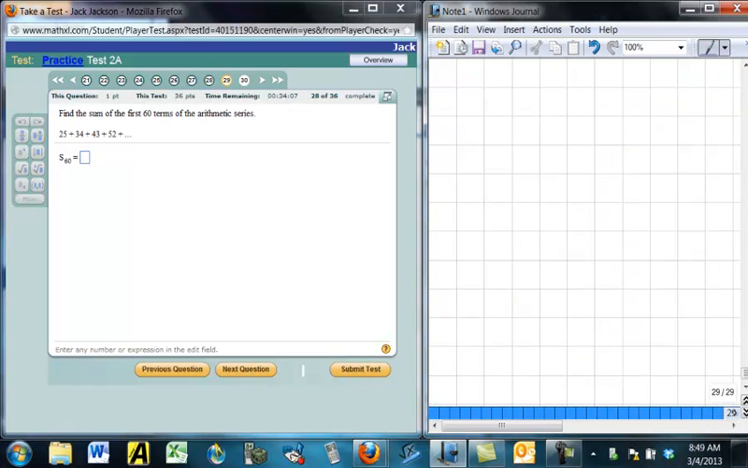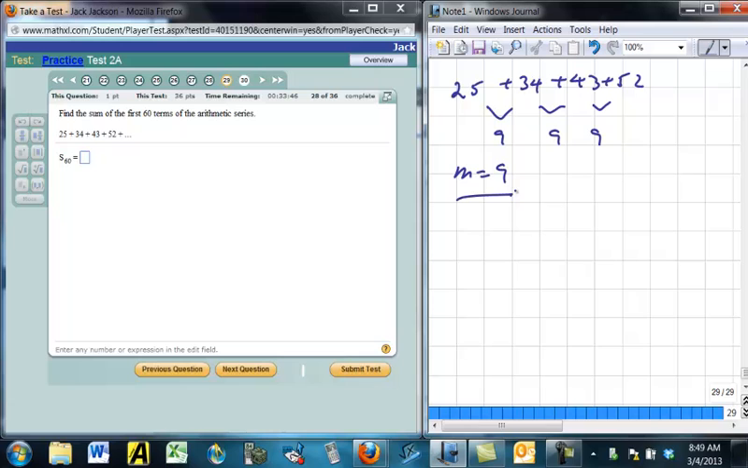Sum of the first 60 terms of this series, and they do tell us it's arithmetic, so this pattern should keep going. So we should find a common difference here. Let's see, it looks like it's 9. Yep, it's 9. So that's our slope. Slope is 9.